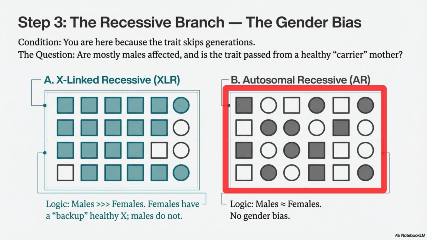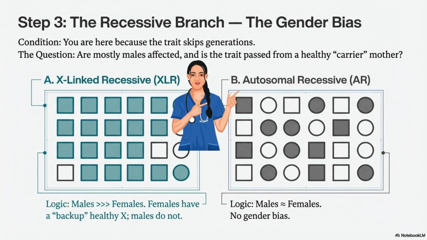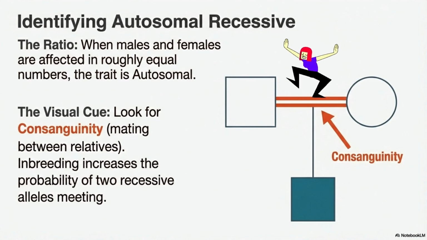If the answer is no, then males and females are roughly equal. The diagnosis is autosomal recessive. Look for consanguinity, the double lines between parents.